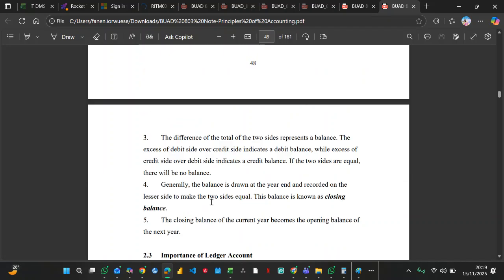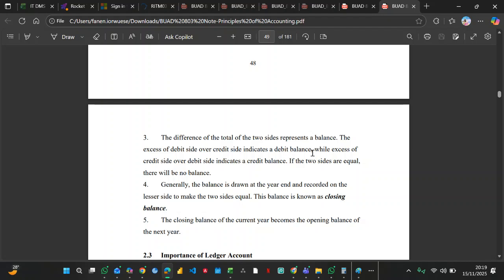And then the difference of the total of the two sides represents the balance. You understand? The difference means when you subtract, maybe I subtract my credit from my debit. The difference is the balance I'm going to have. So the excess of the debit side over the credit side indicates a debit balance, while the excess of the credit side over the debit side indicates a credit balance. So if the two sides are equal, there will be no balance.